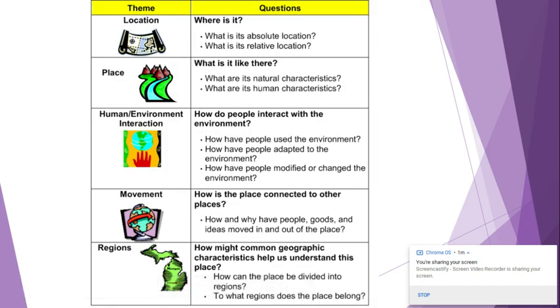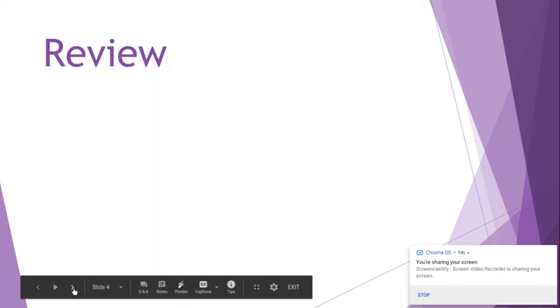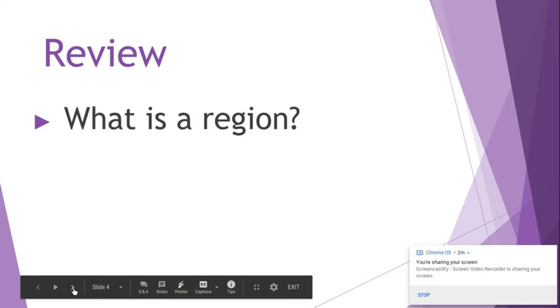So why do we continue this? Remember, geographers ask these questions about the five themes in that region, and we know that Michigan is part of the Midwest and Great Lakes region. Now, Great Lakes, meaning that we have lakes that surround us, and we're the only state that has all of the Great Lakes. Other states do have some of the Great Lakes as their bordering lakes, but we have all of them. As we move forward today, we're going to review what is a region.